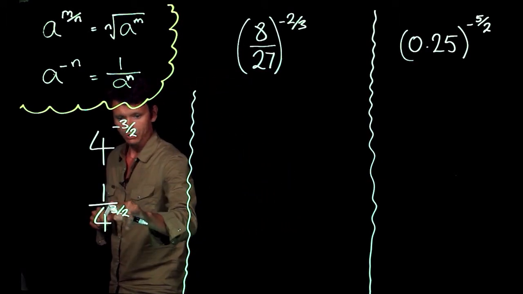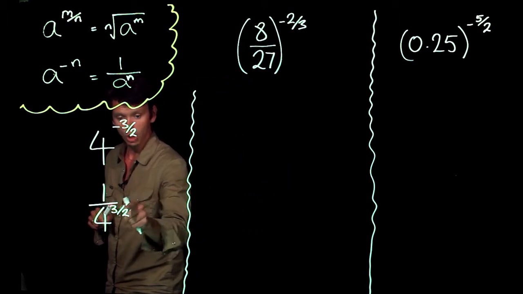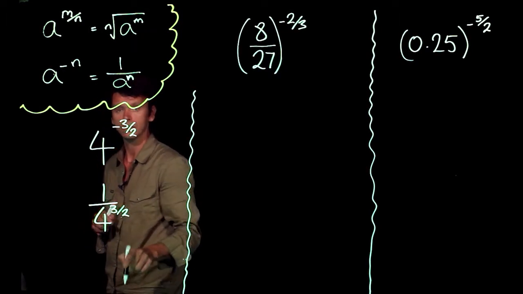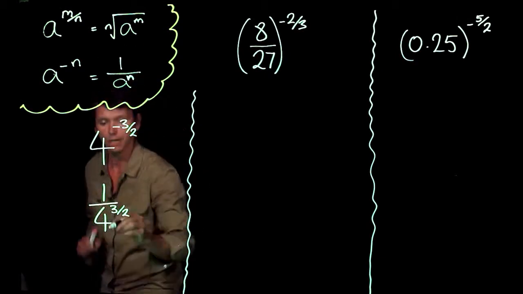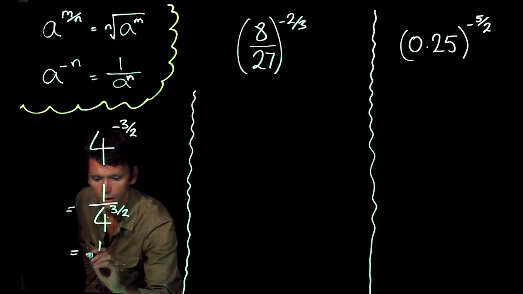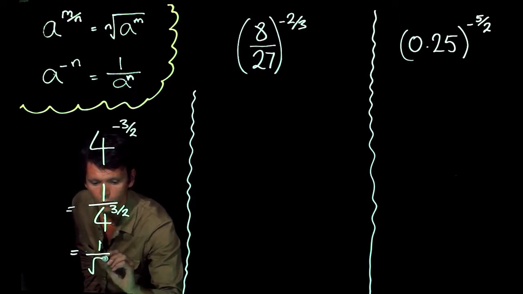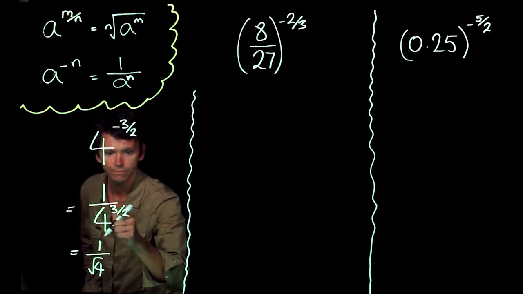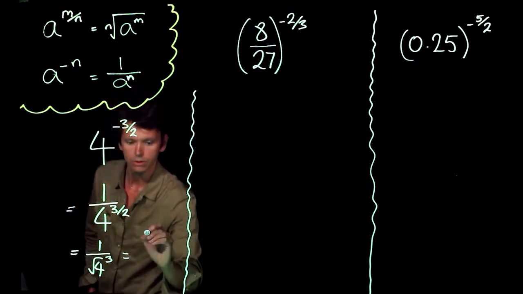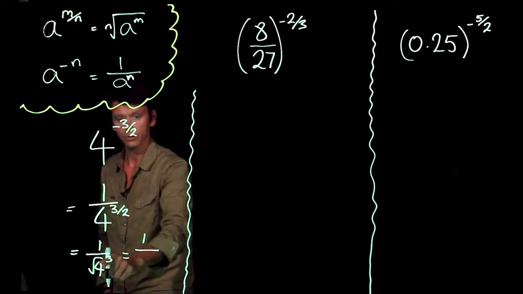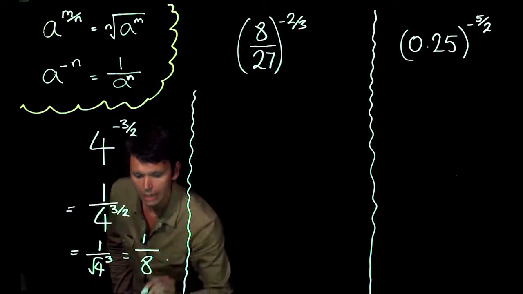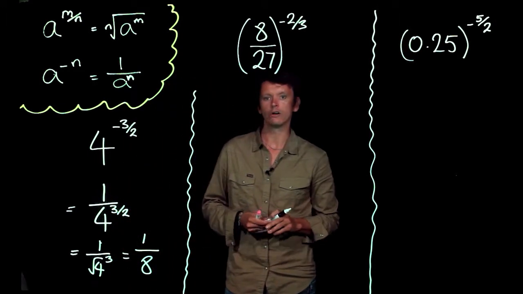Now we've got to deal with this fractional power. Well, we know that if the denominator of our power is 2, then we're dealing with a square root. So that equals 1 over the square root of 4 cubed, which equals 1 over, the square root of 4 is 2. If we cube 2, 8. So it takes us down to 1 over 8.